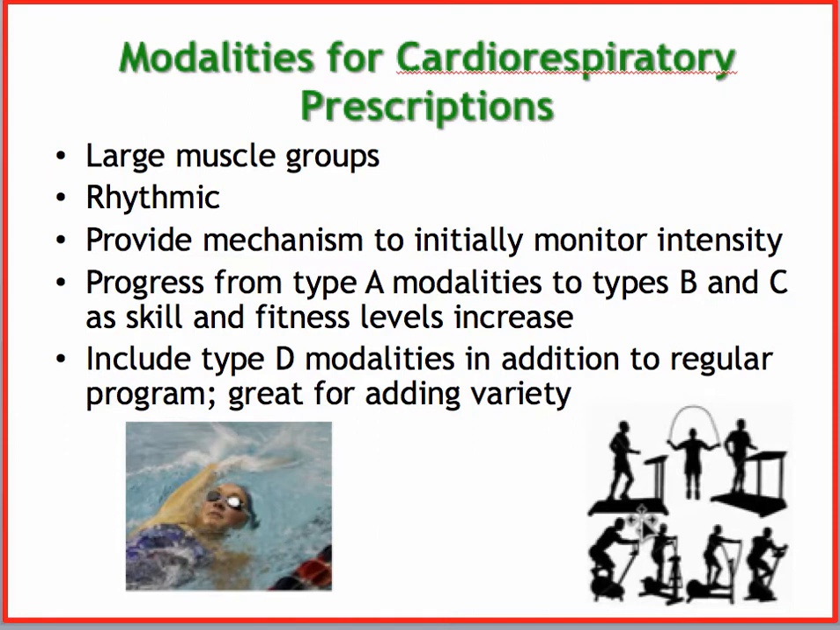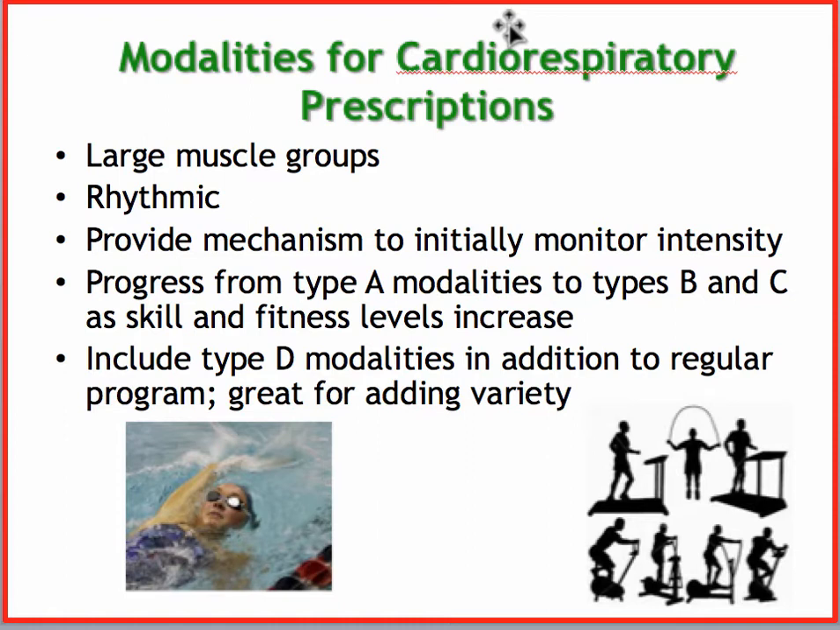So we want them to be active during their activities of daily living, at least moderately active every 5 to 10 minutes per hour, but the cardiorespiratory prescription is above and beyond those activities of daily living. And so when we think about what kinds of modalities we can use for cardiorespiratory exercise prescription, we want to use large muscle groups, so legs, whole body exercises. We want it to be rhythmic exercises, so it can be continued at a constant intensity.